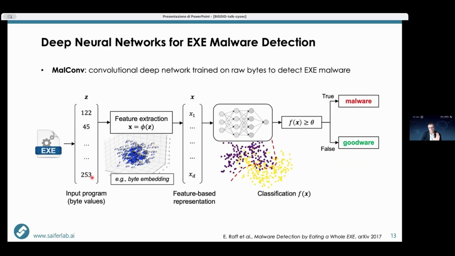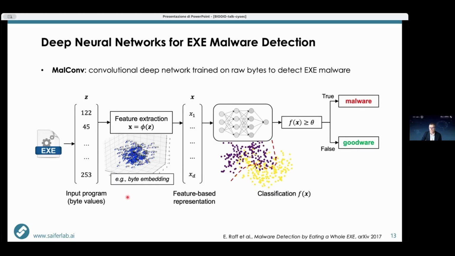You can map them onto an embedding space, and then on top of that, you can basically train your preferred neural network architecture. And in this case, it was a kind of convolutional network. So this was really a first attempt to throw deep learning into the problem of malware classification and see basically what happens. And what the authors reported was really amazing performance in this case.